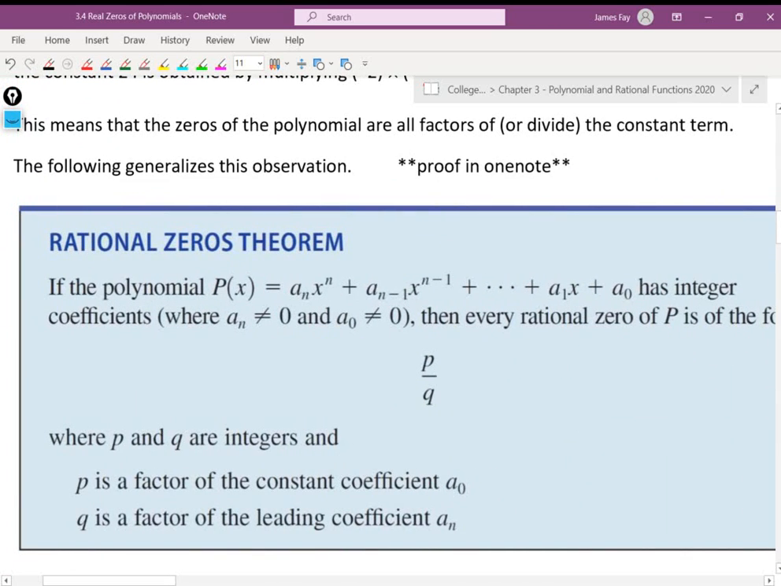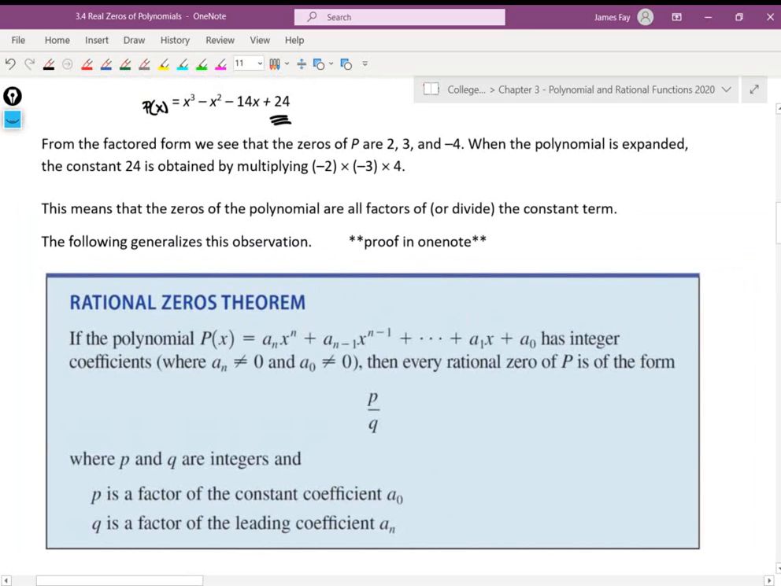coefficients? Now, I want us to be cautious here because it says if the polynomial p of x, which is equal then to our generic polynomial function, has integer coefficients. What does that mean? Can't have what? Can't have fractions. Okay? Which kind of stinks, right? So what this is saying then is that, well, Mr. Fay, you said we could factor any polynomial we ever come across, but if it has like 1/2 x to the third, I can't do that.